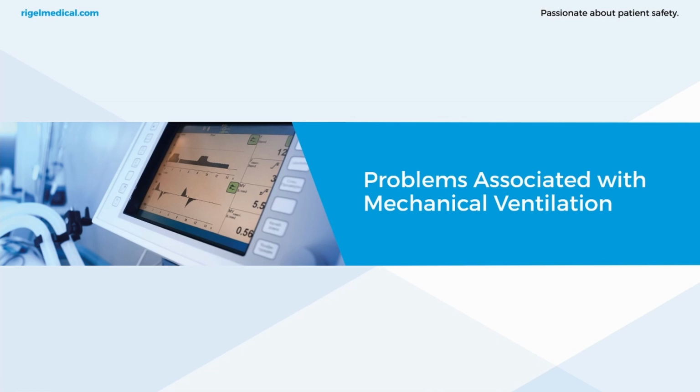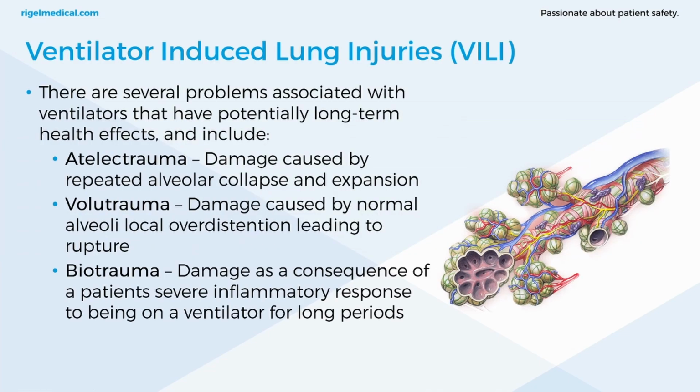Okay, so some of the problems associated with mechanical ventilation. There are several problems associated with ventilators that have potentially long-term health effects and include atelectrauma, I think that's how you pronounce it. This is damage caused by repeated alveoli collapse and expansion. So if you imagine the respiration rate of a ventilator was performing inaccurately, damage of this form could occur. So if the respiratory rate was higher than it should be, then it could cause this type of damage.